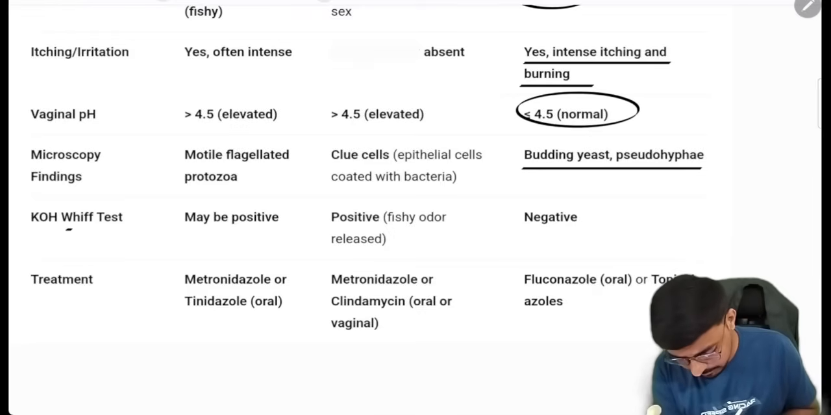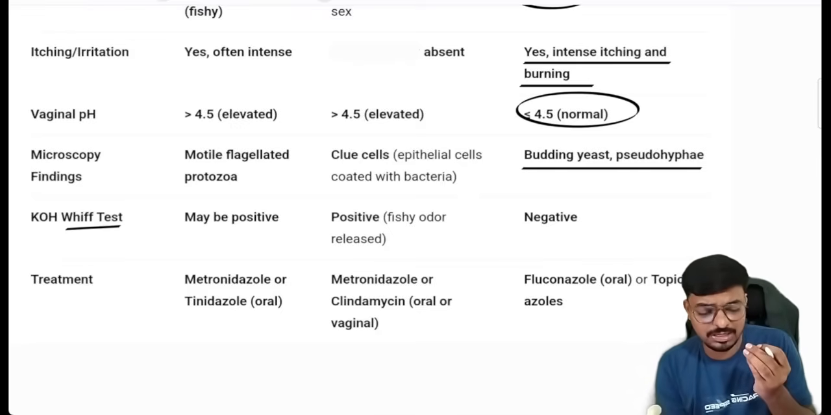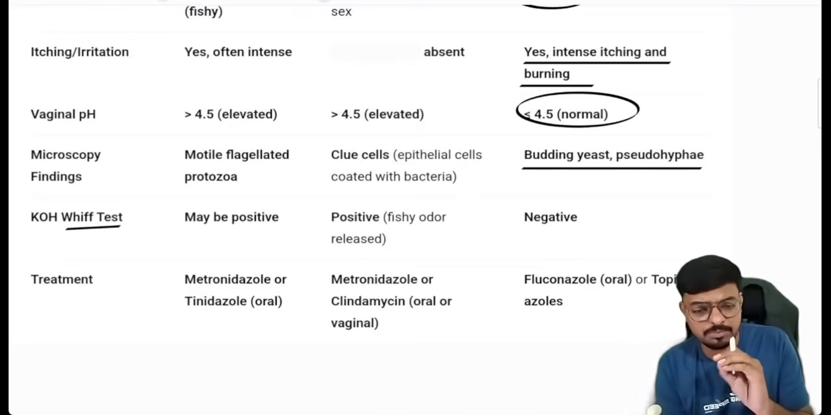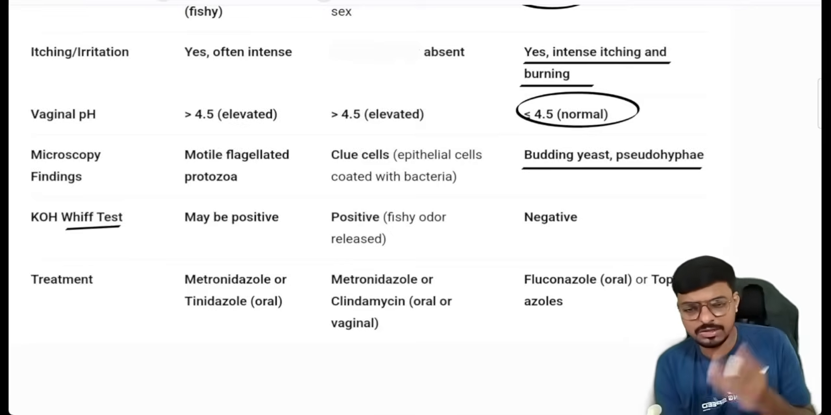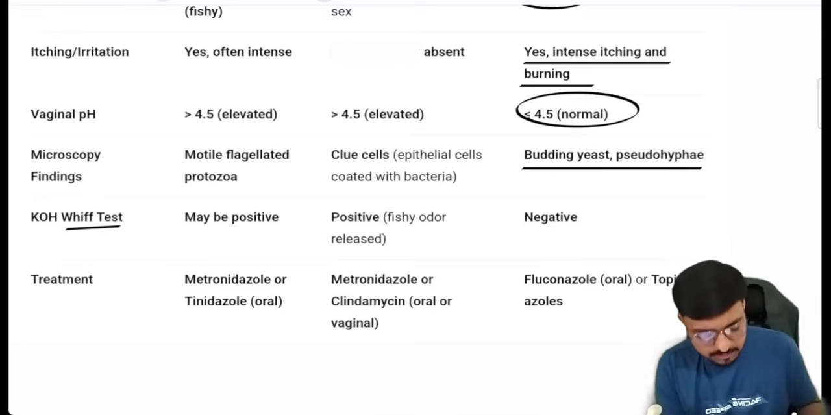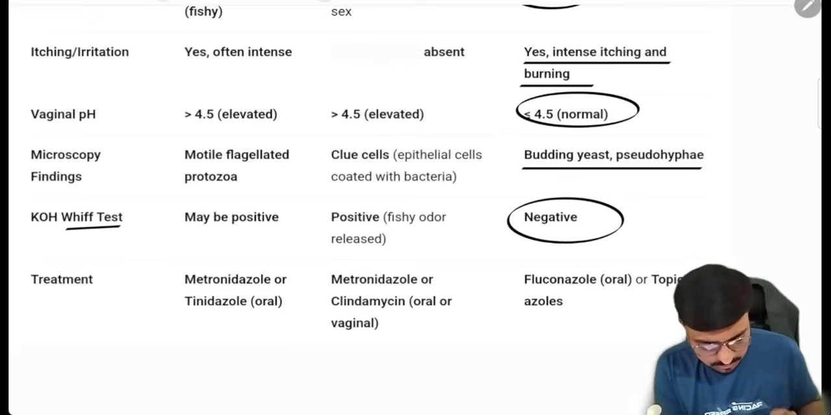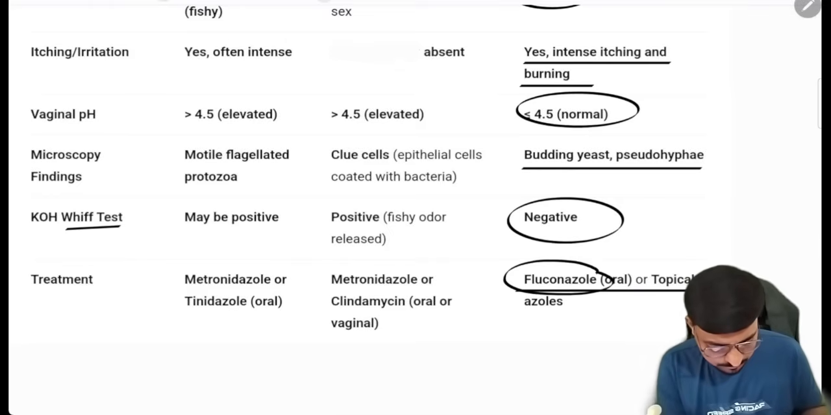When we do the whiff test using 10% potassium hydroxide, we take the vaginal secretion and mix it with 10% KOH together, and if there is formation of a fishy smell, that is a positive whiff test. That one we will get in bacterial vaginosis, not in Candida albicans. So the KOH whiff test will be negative here. Very importantly, keep in your mind that the drug of choice for vaginal candidiasis is fluconazole.